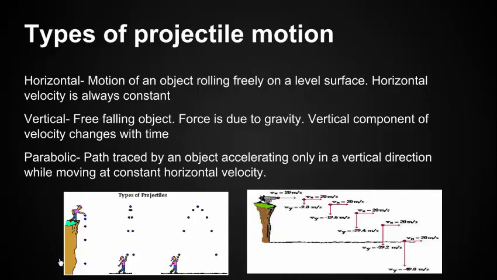9.8 meters a second squared. And in the third type of projectile motion, you have parabolic motion, the path traced by an object accelerating only in a vertical direction while moving at a constant horizontal velocity. And that is the third part of the bottom left picture.